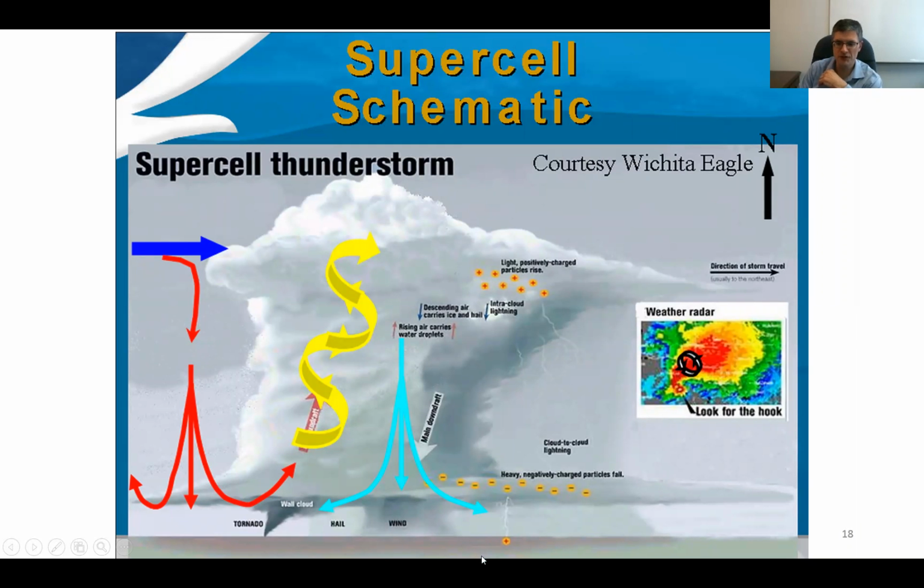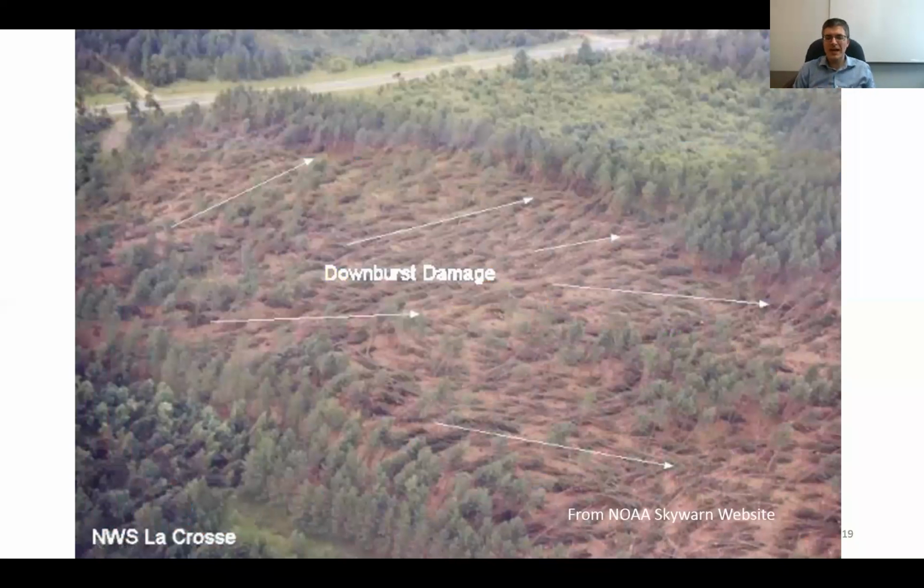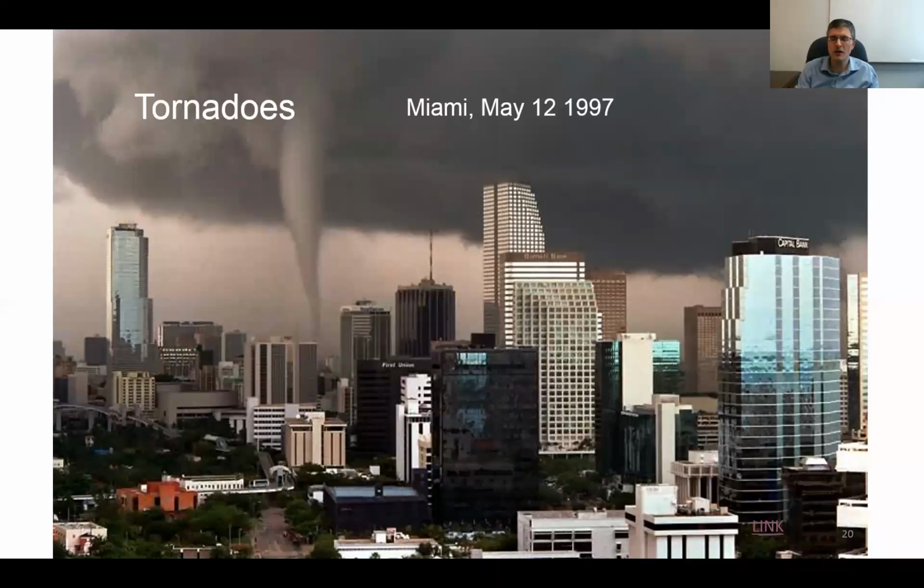We're, of course, concerned as wind engineers with what's happening down near the ground level where our infrastructure is. Of course, the reason we're concerned with downbursts is they can do a considerable amount of damage. Consider this picture of a field of knocked over trees from downburst damage. We've all seen lots of pictures of tornadoes. This one was in Miami on May 12, 1997.